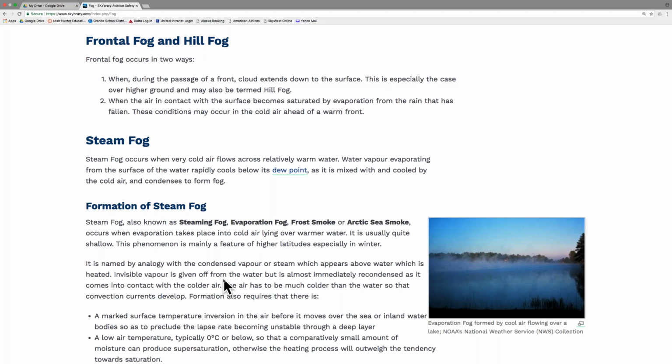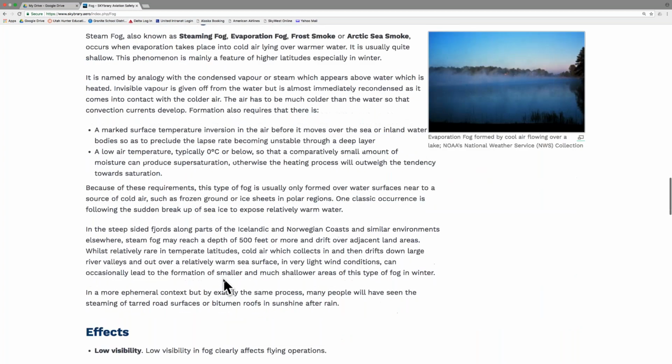Another type of fog that we see is the frontal fog and hill fog.